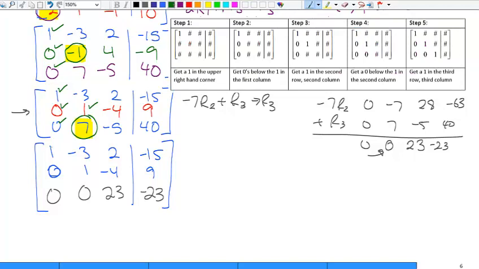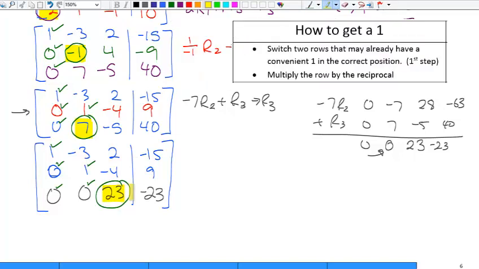Okay, let's do our progress report. I have a 1. I have a 0, 0, yes. I have a 1, yes. I have a 0, yes. So the next thing I'm working on is the 23. And the 23, in this case, needs to become a 1 so that I can have my matrix in row echelon form. In order to get a 1, the rule says I'm going to take the reciprocal. The reciprocal of 23 is 1 over 23, and multiply it by row 3, put it back into row 3.